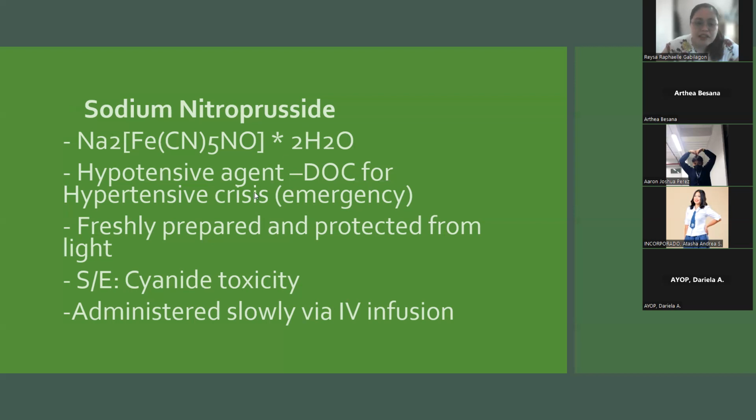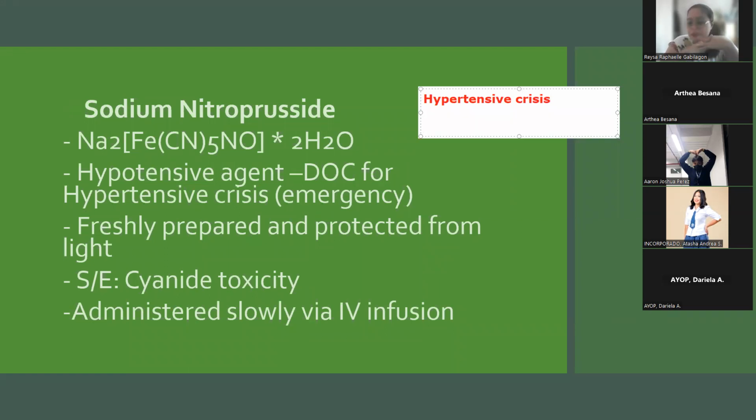This one is a hypotensive agent. Actually, sodium nitroprusside is our drug of choice for hypertensive crisis. Ano ba ibig sabihin ng hypertensive crisis? Ano yung normal BP natin? Normal blood pressure. Do you know the normal blood pressure? 110/80. Okay, very good. That's correct.